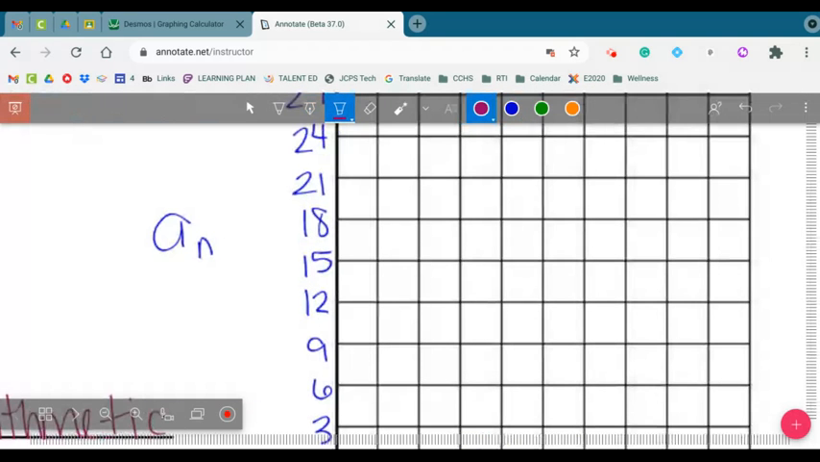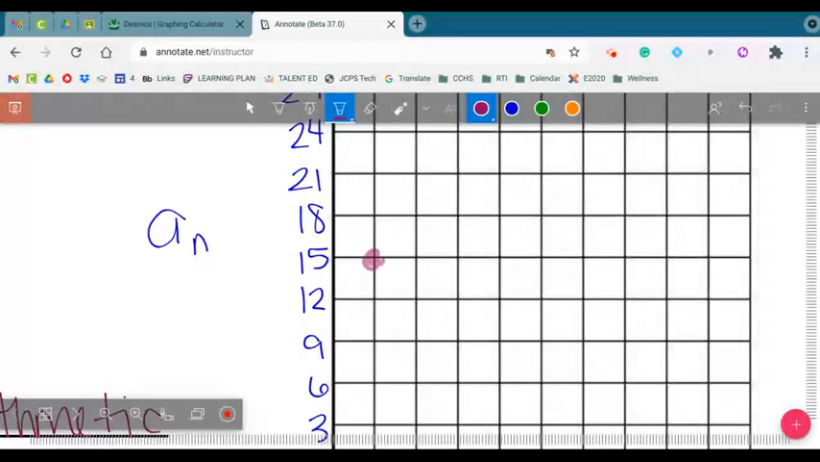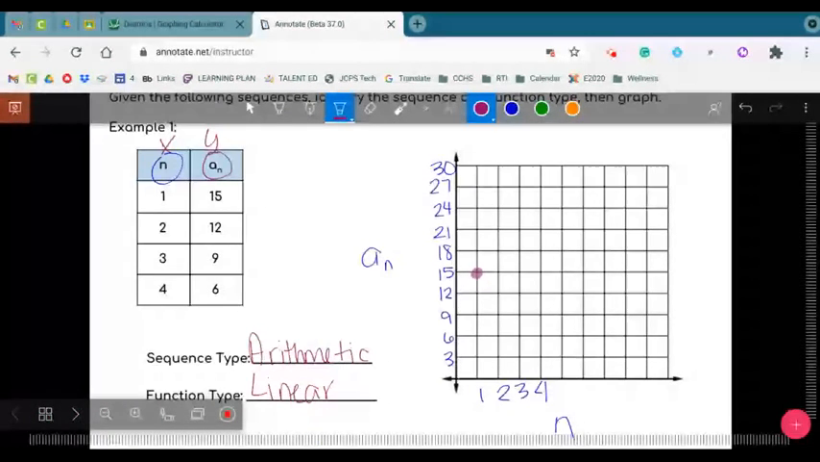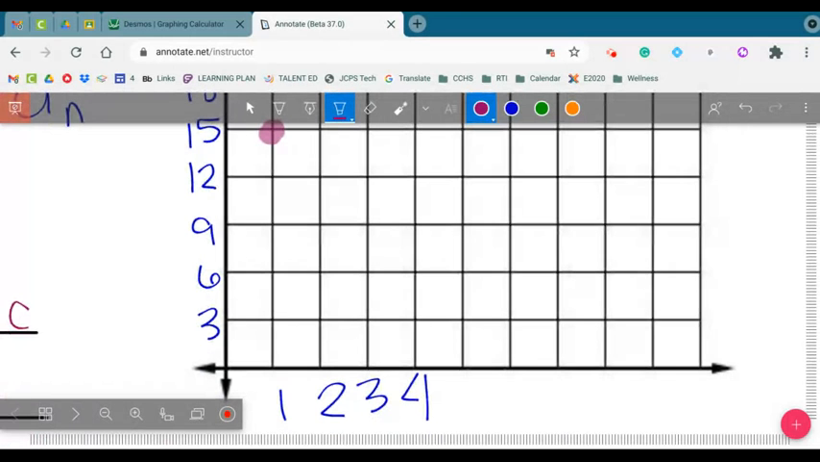So we have 1, 15. We have 2, 12. 3, 9. And 4, 6.